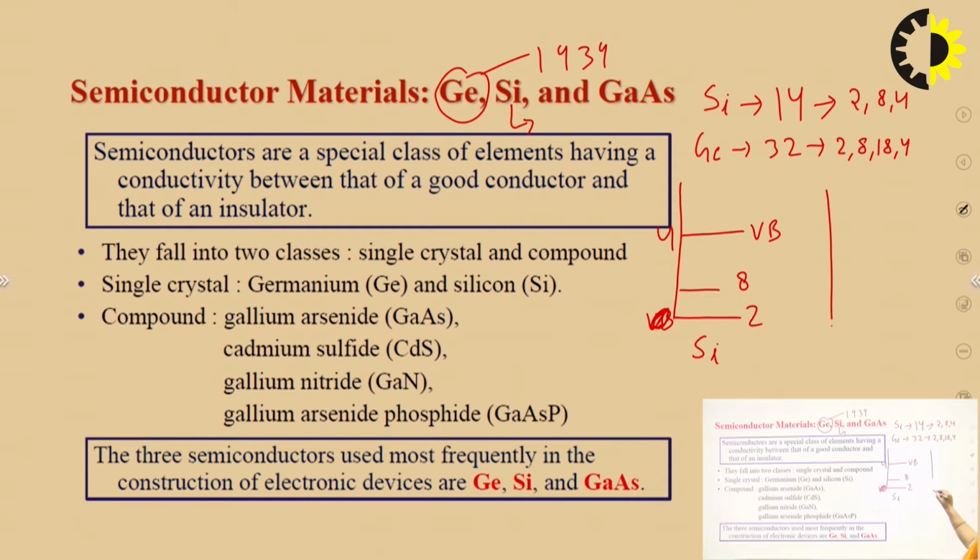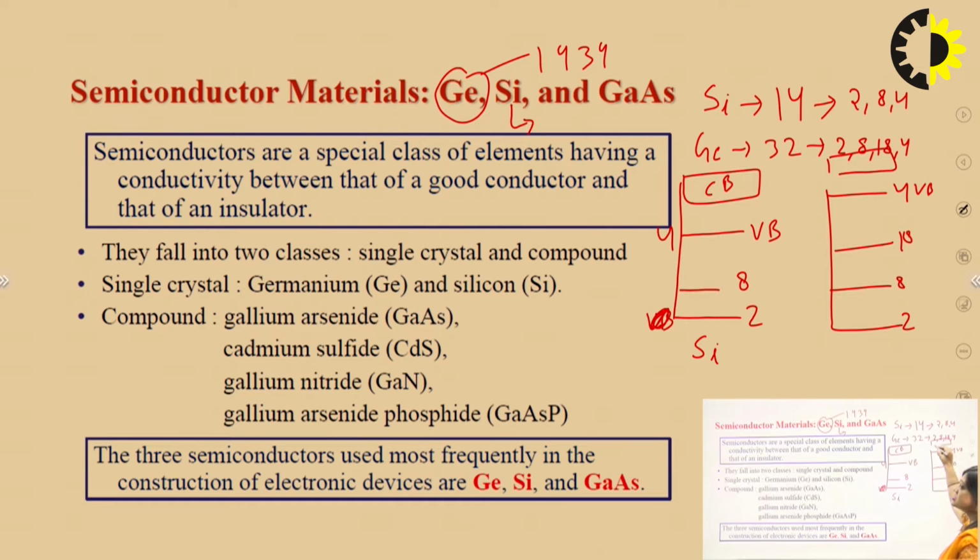In the case of germanium, in the first shell the number of electrons is 2, in the second 8, in the third 18, and in the outermost orbit the number of electrons is 4. So here there are 3 energy levels, and here there are 4 energy levels. This is the valence band, and these are the conduction bands. The energy gap between the valence band and the conduction band is called the forbidden energy gap.